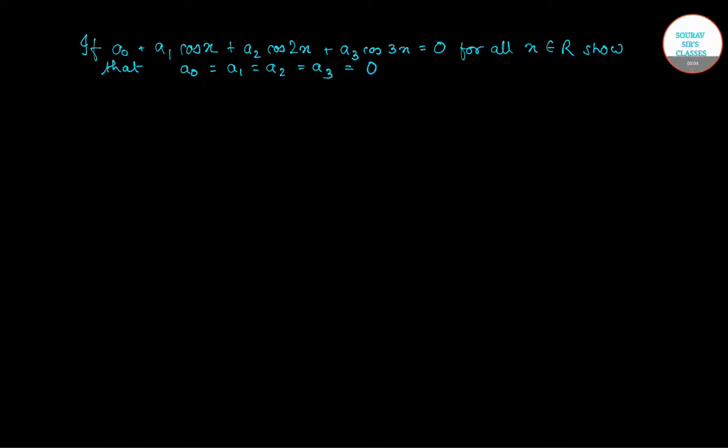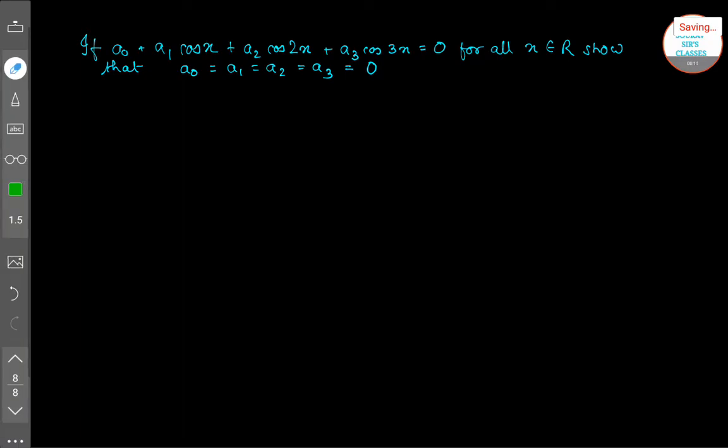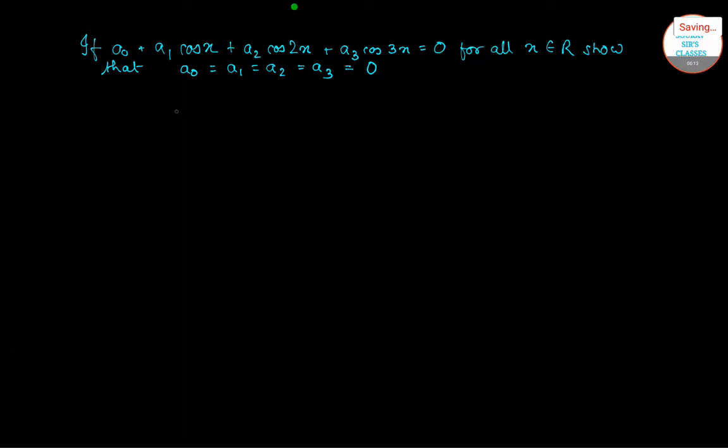In this video, I will be solving the following question on geometry. Now here we have a function, say f of x, which is equals to a0 plus a1 cos x plus a2 cos 2x plus a3 cos 3x, which is equals to 0 for all x belonging to R.